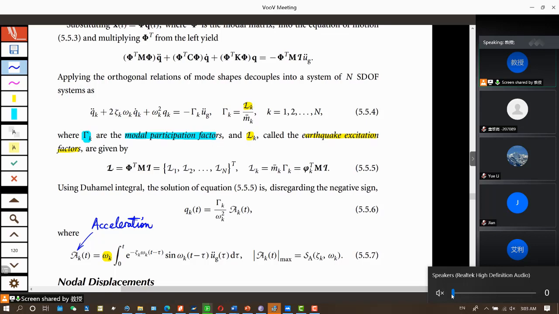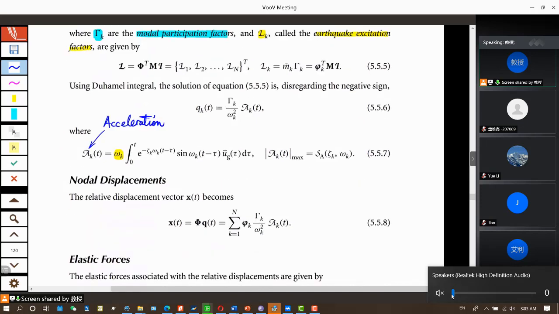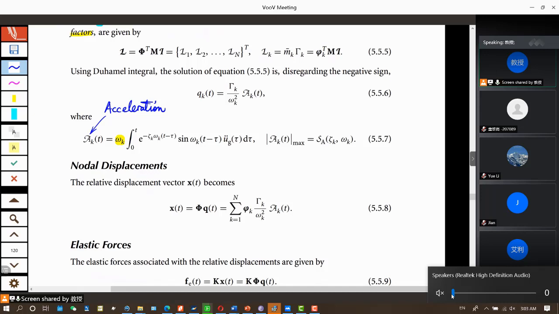And the elastic force is Kx, or in terms of M, given by this. Okay, so you can keep these formulas handy when you do your assignments.